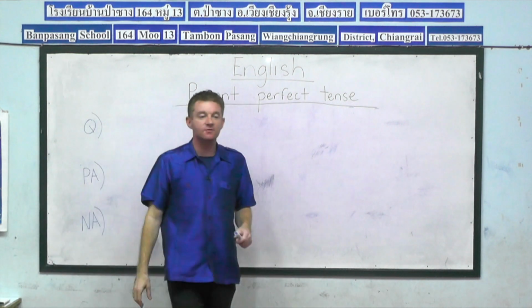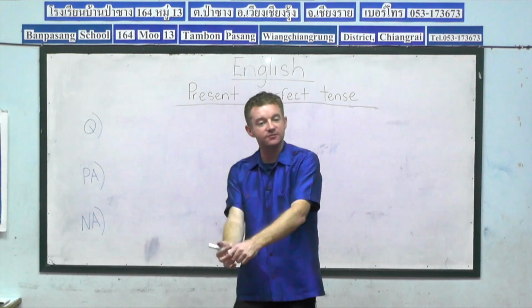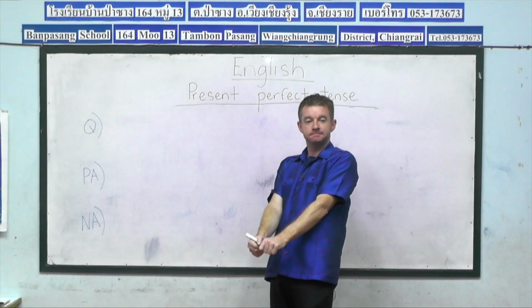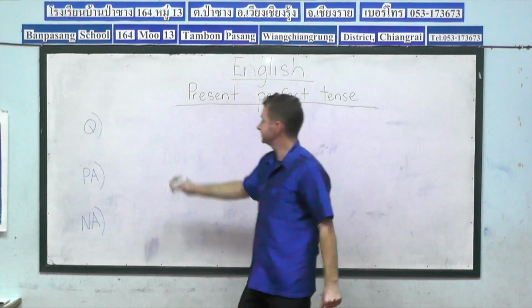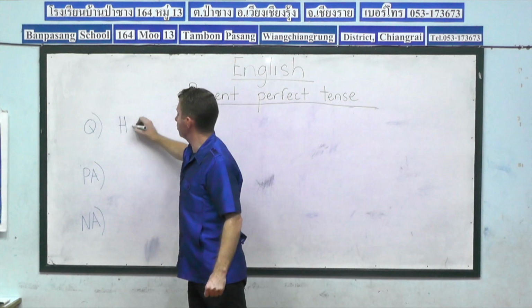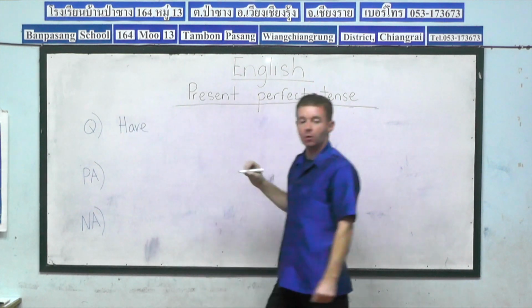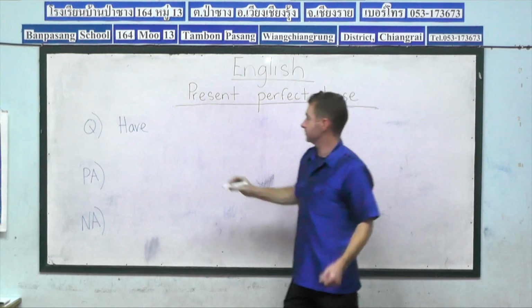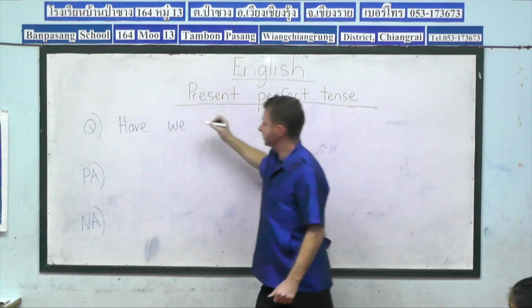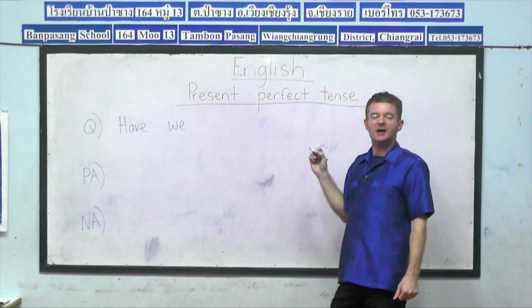So now it's question time. Who can give me a question to ask? Has or have? Have. So if we're using have, what subject can we use in the question? Have we? Have we? What's our verb? What are we doing? Action.